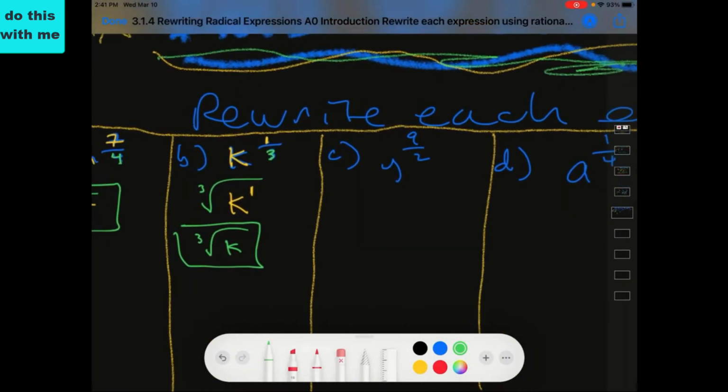Let's try this one over here. Same thing, you have y to the 9th power. That numerator, that 9, the top part of the fraction is right there as its exponent, and then that 2 is the root. Now, again, you wouldn't have to write that one, so this one is a little bit cleaner.